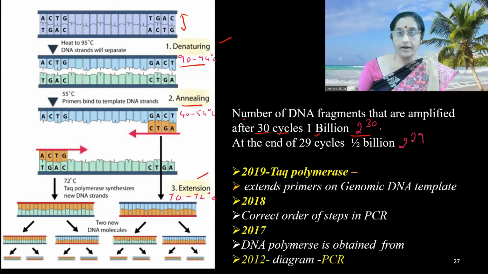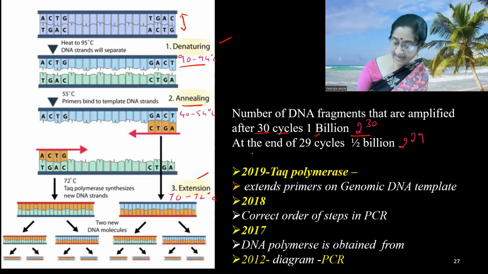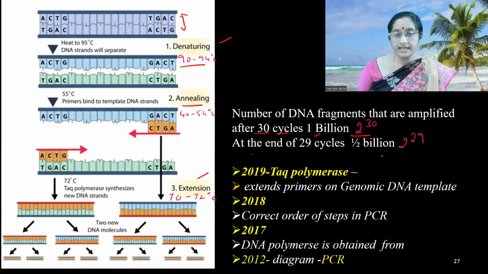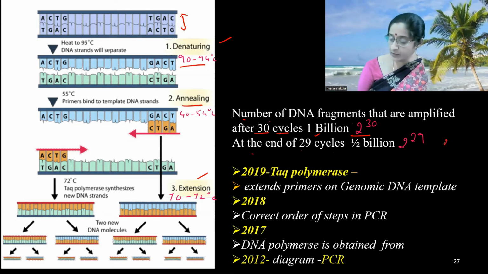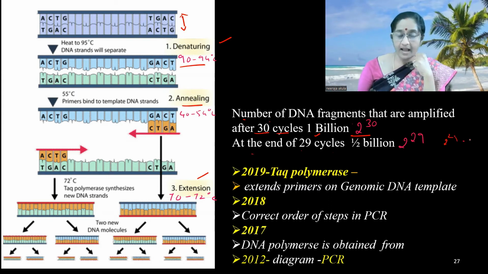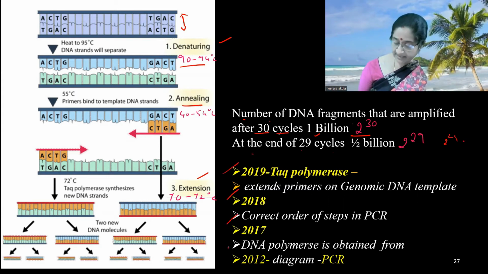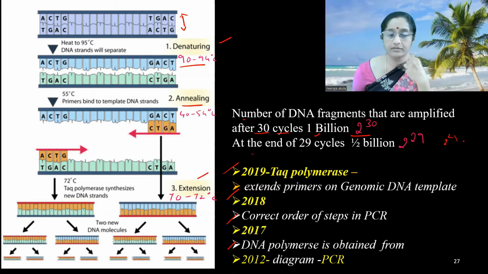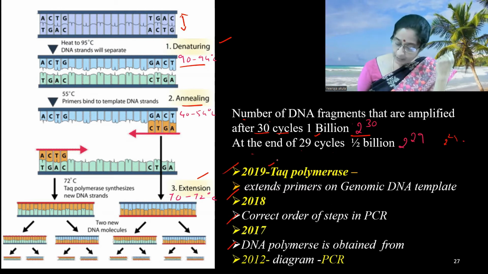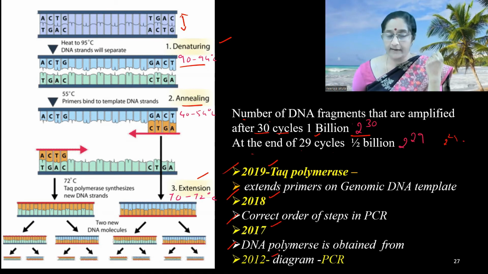that is 2 to the power of 13. At the end of 29 cycles, it is 500 million, that is 2 to the power of 29. And we got this type of question right from the same area. Many times we got the question every year, almost all years, 2019, 18, 17, and also in 2012.